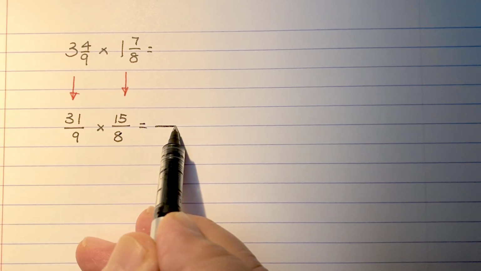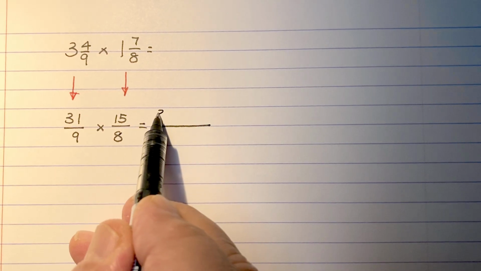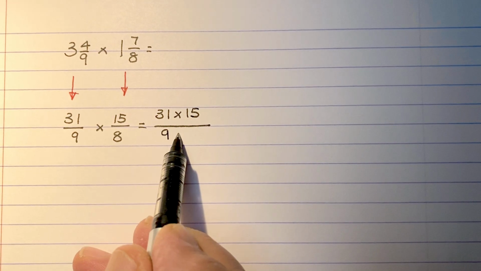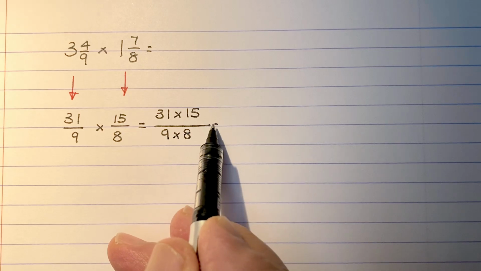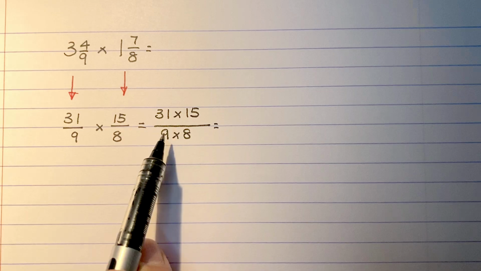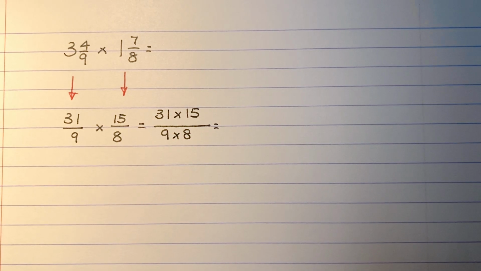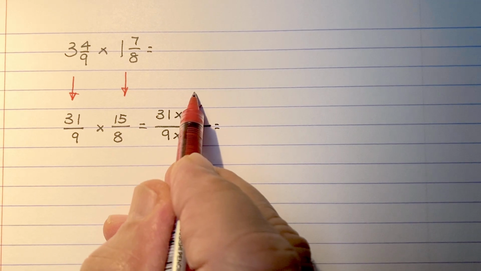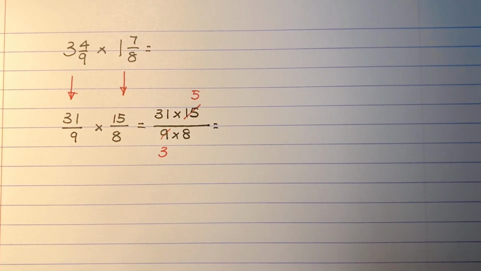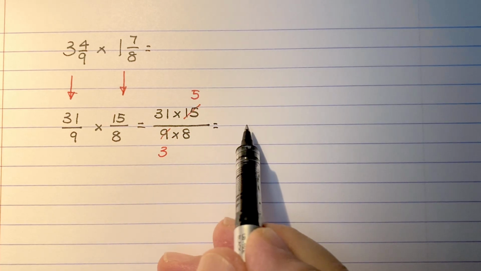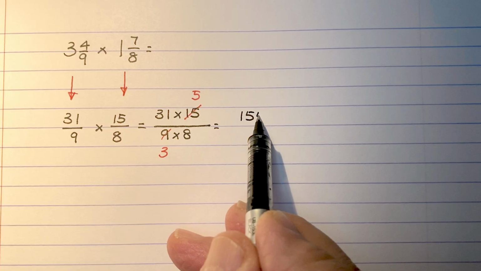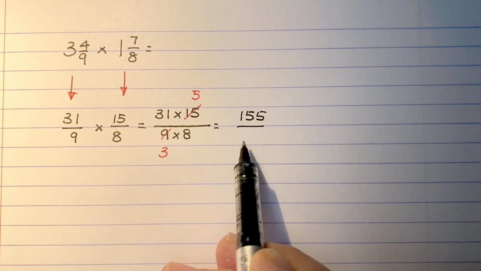Equals. The two top numbers multiply to go to the numerator. The two bottom numbers multiply to go to the denominator. 31 and 9, and 31 and 8 do not cancel, but 15 and 9 can both be divided by 3. Divide by 3, divide by 3. So we have 31 times 5, which is 155, over 3 times 8, which is 24.